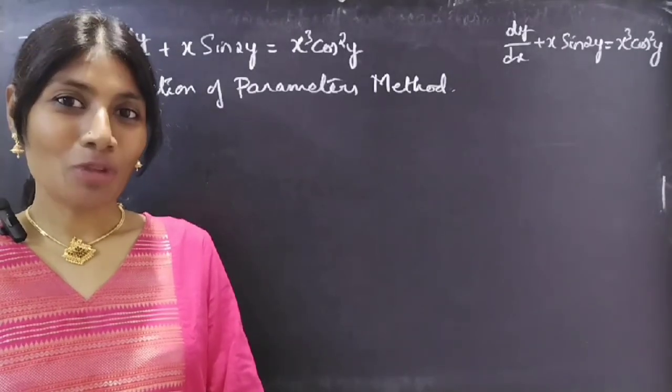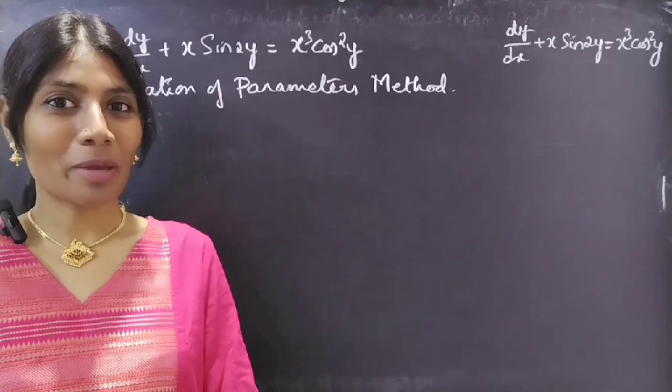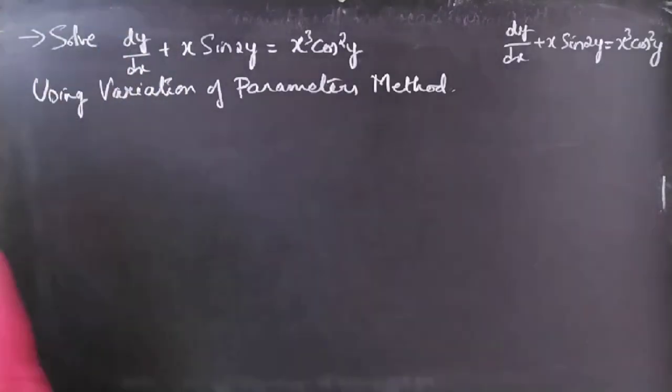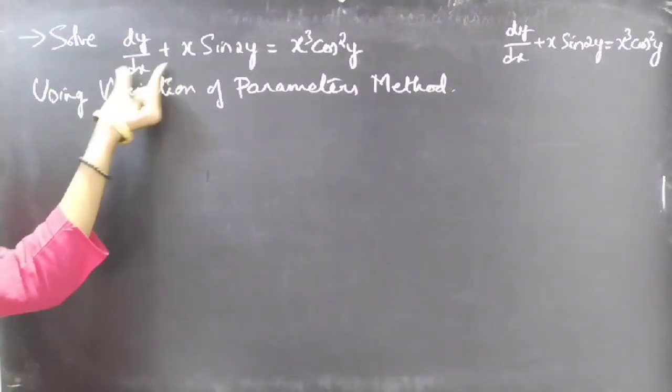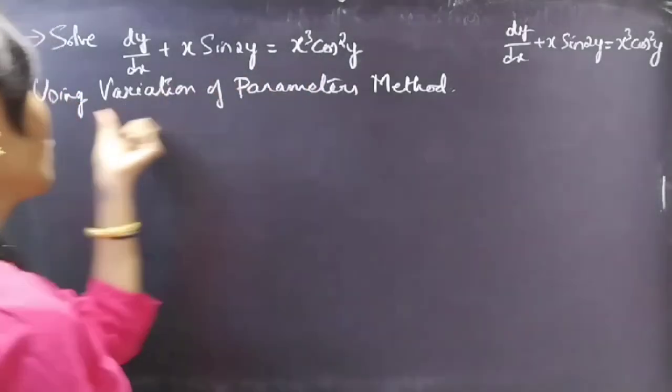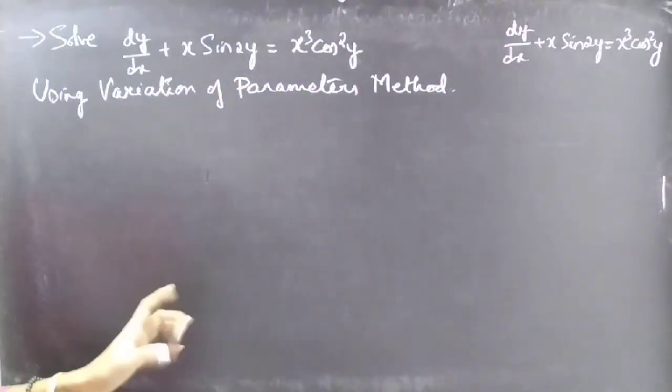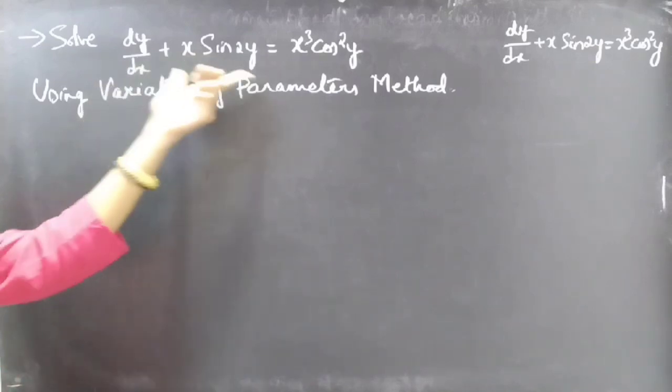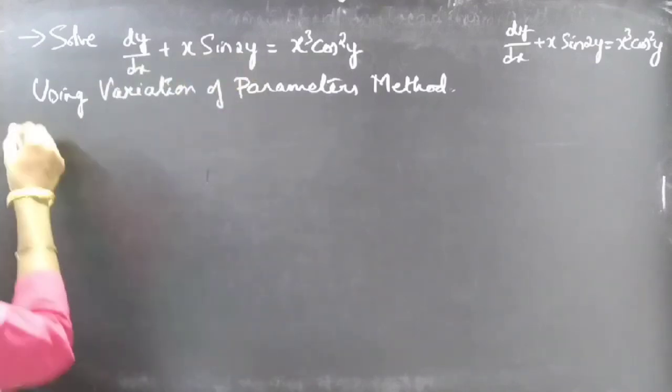In this video, we are going to solve a differential equation using variation of parameters method. So let's get going. Problem: solve dy by dx plus x sine 2y equal to x cube cos square y using variation of parameters method. So we are given a differential equation of order 1 which is not linear.